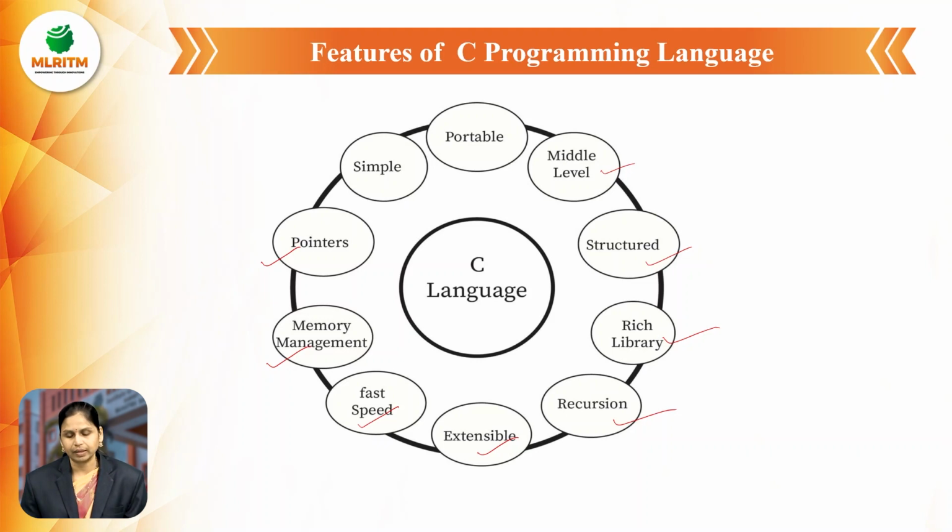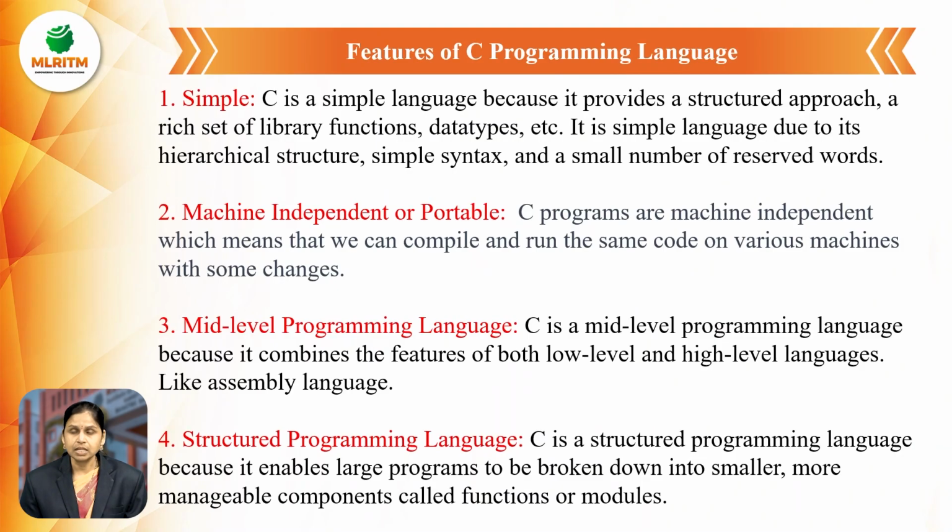Let us see one by one. The first one is simple. Why is C a simple language? C is a simple language because it provides a structured approach, it contains a set of library functions, and it contains different types of data types.